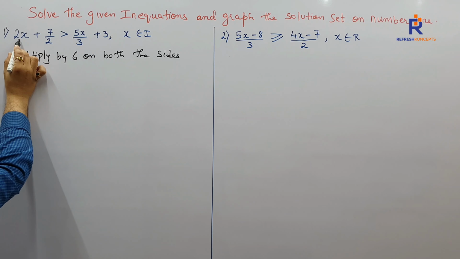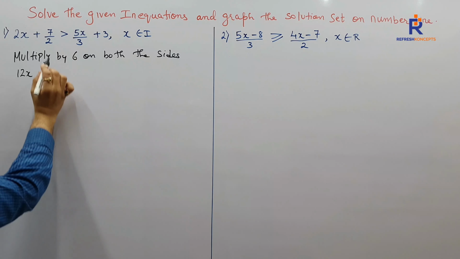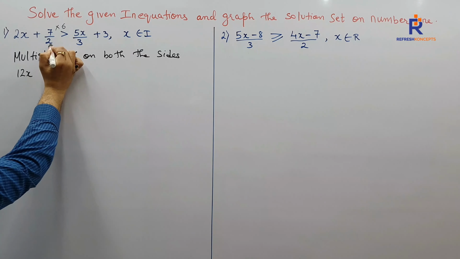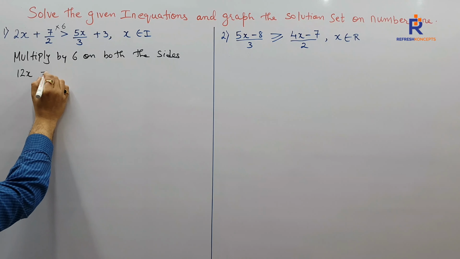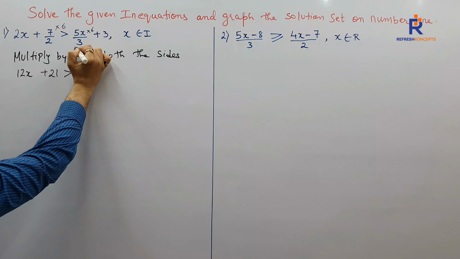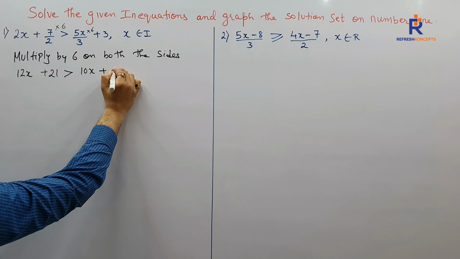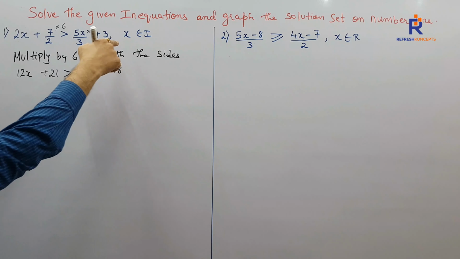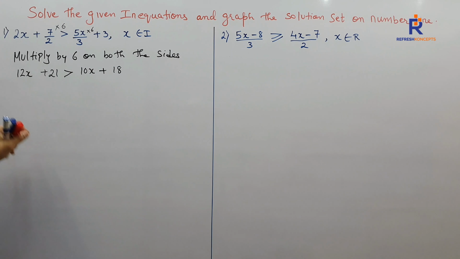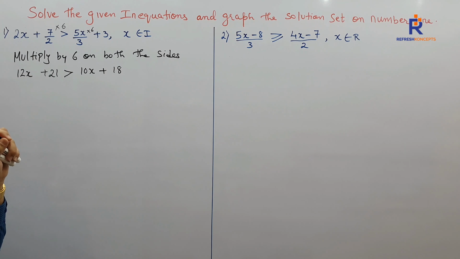When I multiply this by 6, 2 into 6, 12x. When I multiply this by 6, so if you want, you can literally multiply, 2 1 times, 2 3 times, 7 3s are 21. Greater than, when I multiply this by 6, 3 1 times, 3 2 times, 10x. When I multiply this by 6, 3 6s are 18. Need not write down that x belongs to integer every single step. That is what we'll write down finally. 12x plus 21 greater than 10x plus 18. That's what we got.